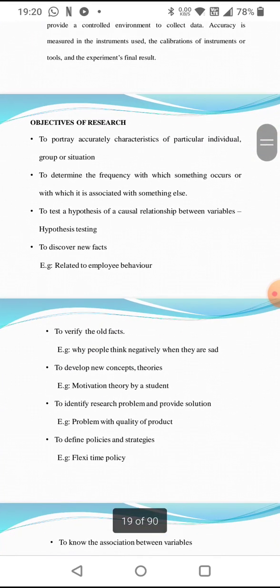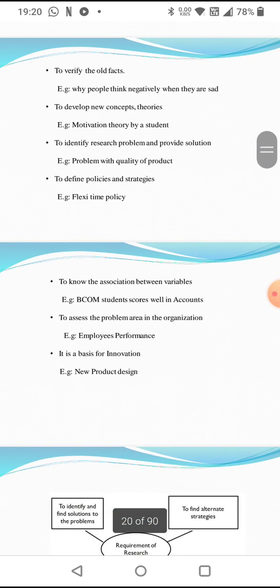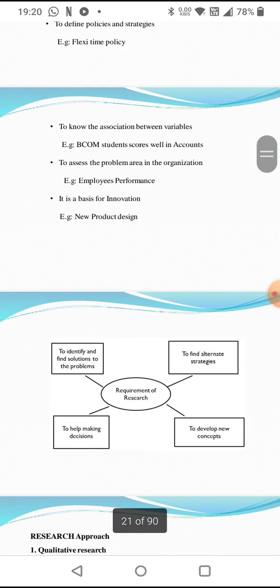What are the objectives of research? To portray accurately characteristics of a particular individual, group or situation, to determine the frequency with which something occurs or with which it is associated with something else, to test a hypothesis of a causal relationship between variables, that is hypothesis testing, or it might be to discover new facts also, which might be related to employee variables, to verify the old facts, to develop new concepts and theories, to identify research problems and provide solutions, to define policies and strategies, to know the association between variables, to assess the problem area in the organization. It is a basis for innovation.